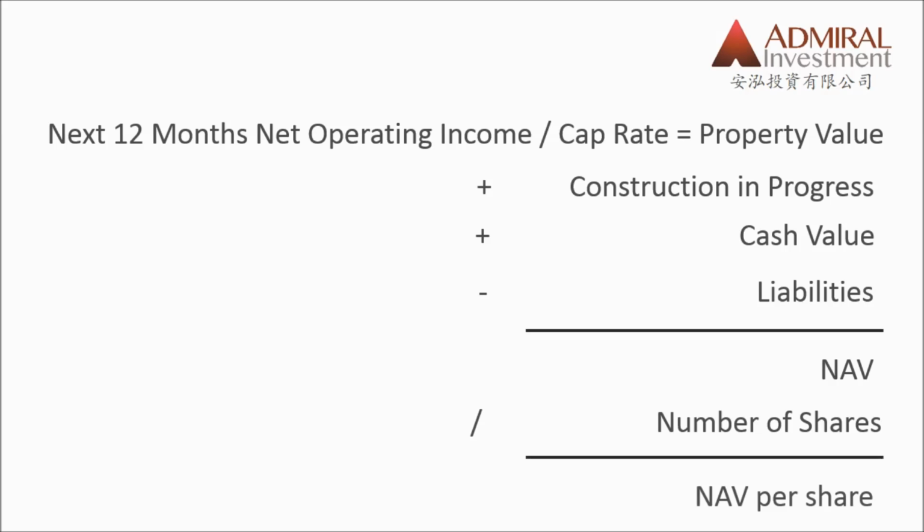NAV per share is useful because it is the cash value of a stock. If we take a REIT, sell all its assets at market price, settle all debts, and return the remaining capital to shareholders, the cash they receive should be close to NAV. In an active capital market, share price should trade close to NAV.